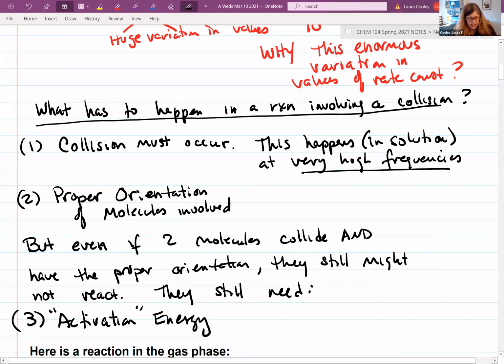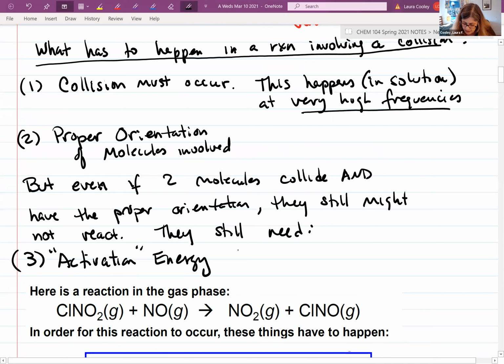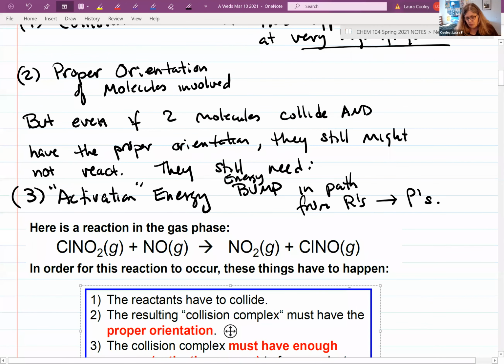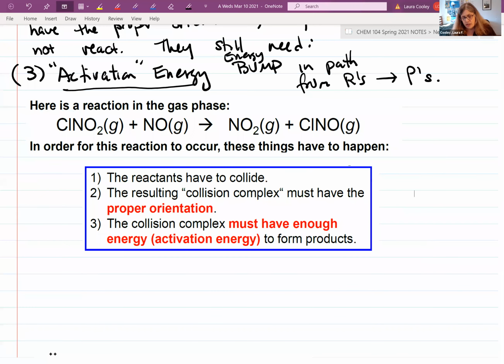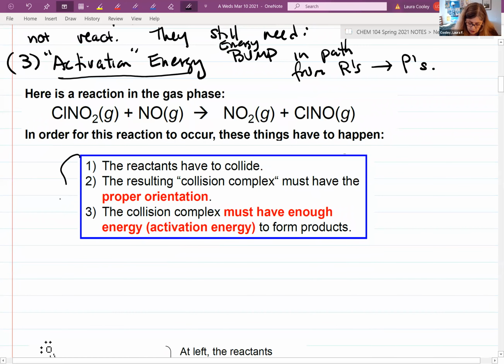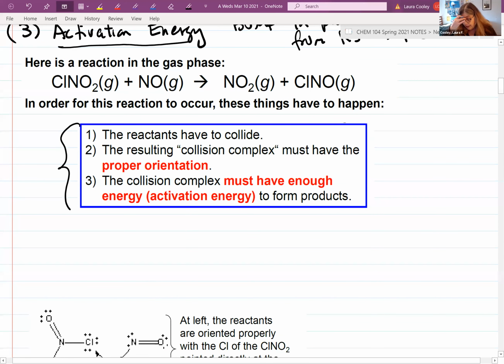And it's like a bump. There's an energy bump, not necessarily little. The activation energy is the energy bump in the path from reactants to products. That's one of the very important things that we talk about today. I'm going to get to activation energy a little bit later. What I want to talk about first are the first two. These are just the 3 things that I just wrote down.